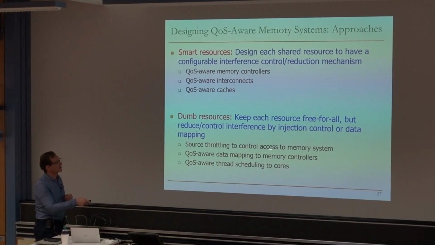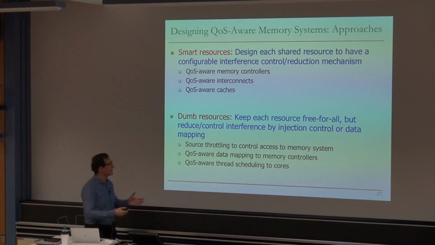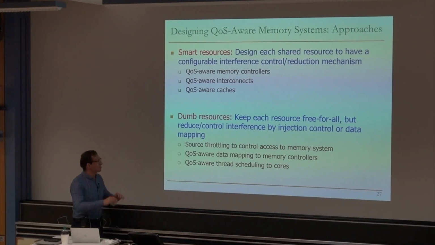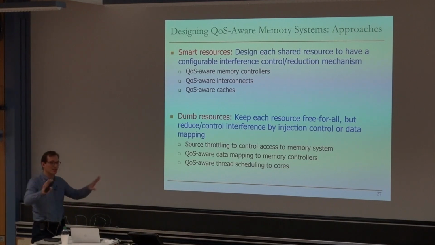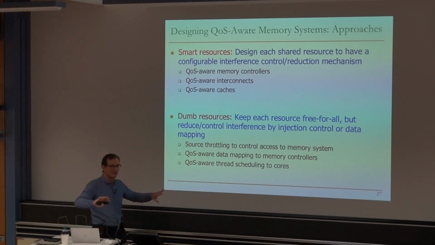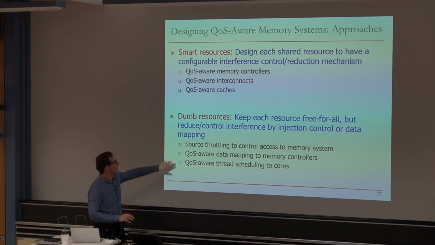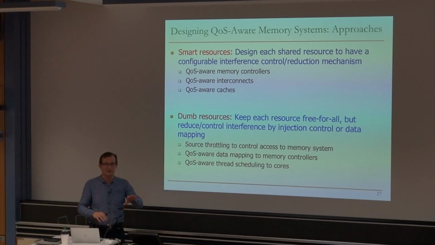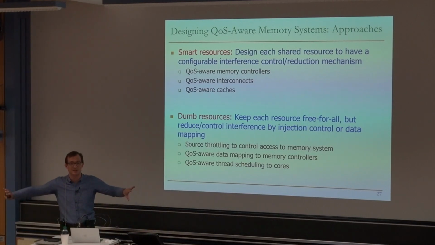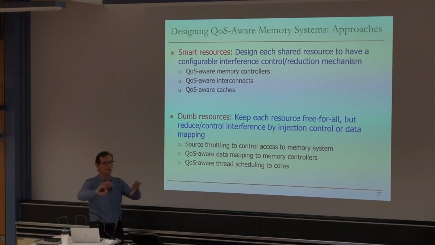Okay, that's one example. It's basically source throttling to control access to the memory system. Another example could be you partition the resources somewhat. Even though they're shared, you partition them internally such that you reduce the interference as much as possible. So, for example, you map the data of applications that interfere badly to different memory controllers. Now they don't interfere in the memory controller, at least.